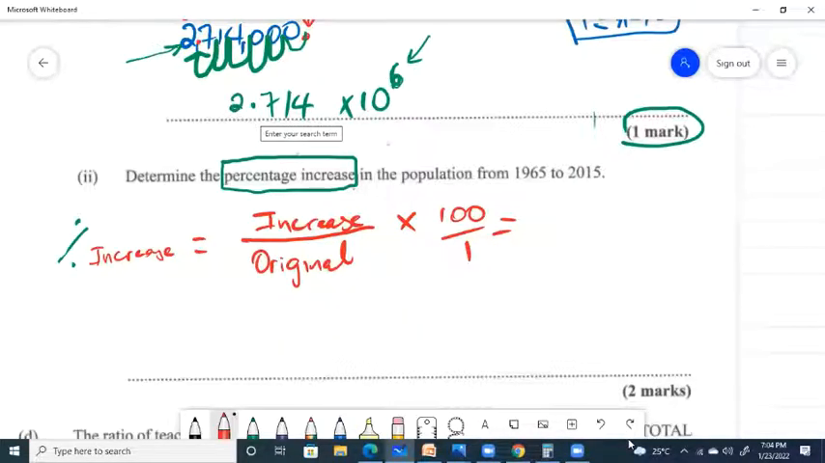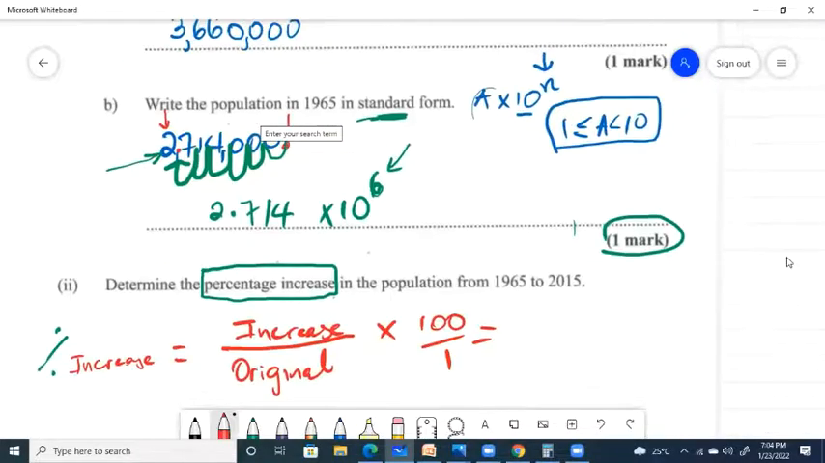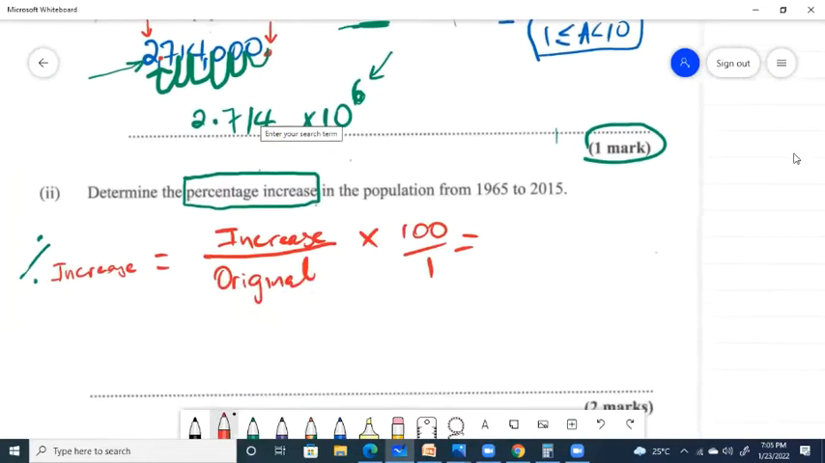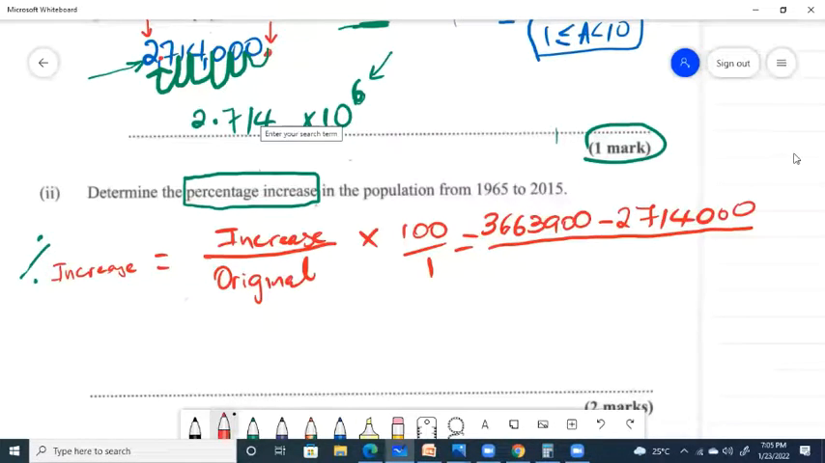So the original, so let us go for the increase. The increase moved from, let me see what it was, 3,663,900. So we're talking about it moved from this to this. This was the final landing for it. It's coming from this, so the smaller one I'm putting at the back. And it has to go over the original. The original. And then you multiply this by 100 and it turns into percentage.